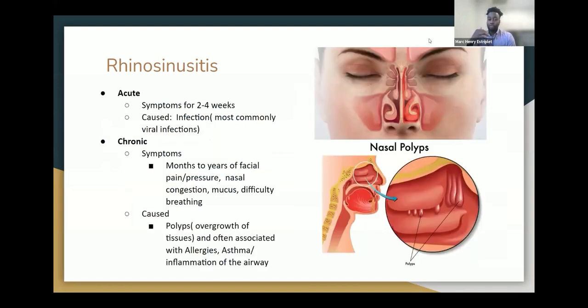Rhinosinusitis breaks down into two parts: acute, so symptoms that occur for 2 to 4 weeks, and if symptoms last longer than that, we consider them chronic. In terms of acute rhinosinusitis, oftentimes it's associated with infections and viral infections. So sometimes you'll hear people speak about head colds or uncomfortable sinus experiences, sinus infections. That's essentially what they're talking about, an acute rhinosinusitis, or acute infection or inflammation of this area. However, sometimes patients will have these symptoms chronically and for months to years have this sensation of pressure on their face and have difficulty fully breathing, congestion, mucus production.